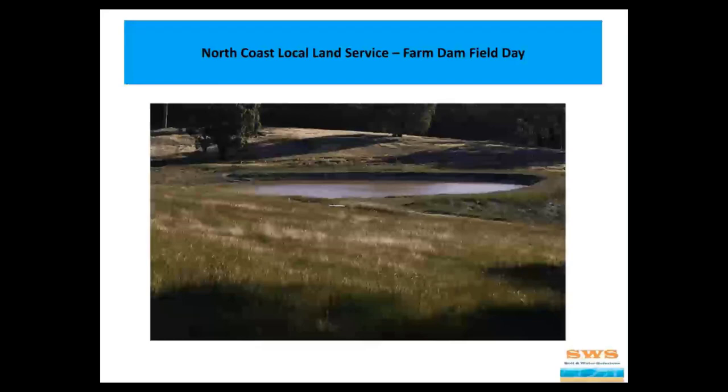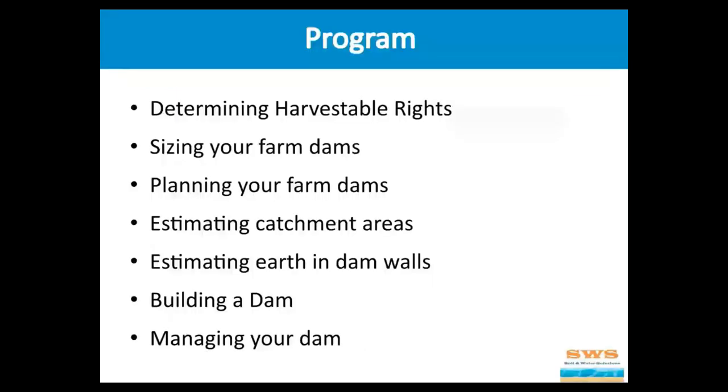The aim of our talk is to have a look at farm dams, and there are various things we'll look at as we go through our program today. We're going to look at determining our harvestable rights for our dams, sizing farm dams, and planning your farm dams so that what works best for you as you manage your property. Estimating our catchment areas helps us then determine volumes of runoff into our dam, how much water will run into our dam, what sort of volumes will be there, and how we can design spillways that will safely move that water in and out of our dam.